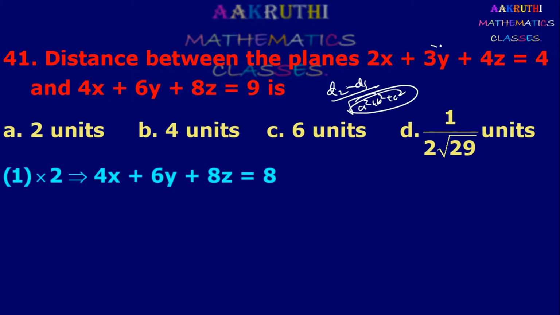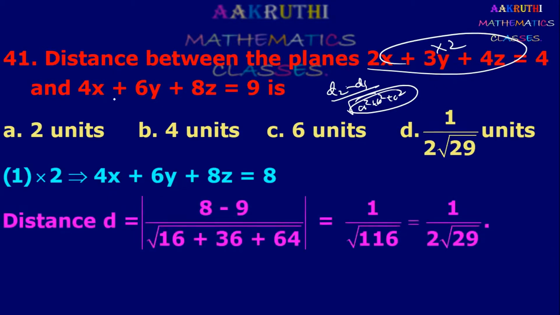So what we can do is multiply the first equation by 2. So here we get 4x plus 6y plus 8z equal to 8. And the second equation is 4x plus 6y plus 8z equal to 9. And then we use this formula.